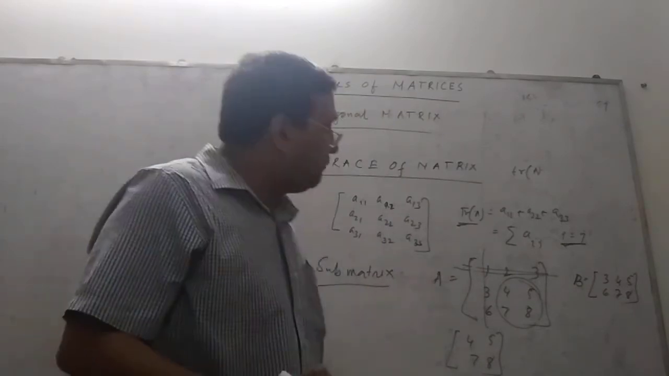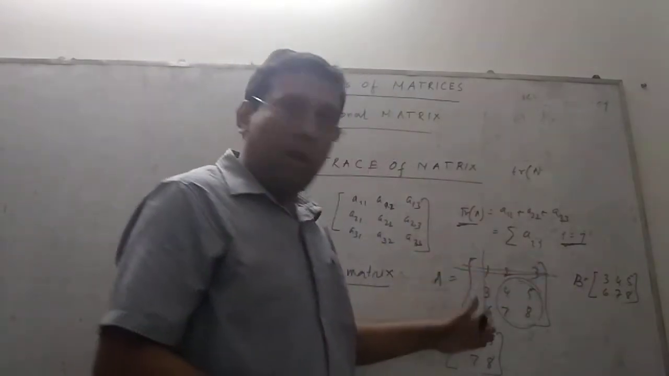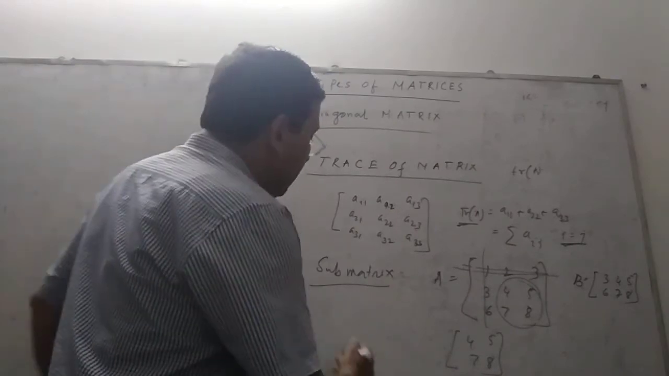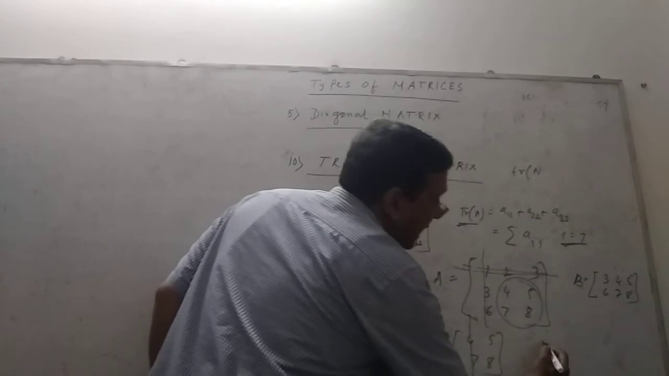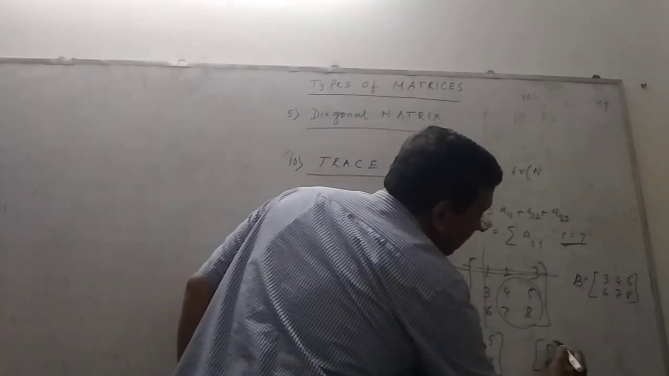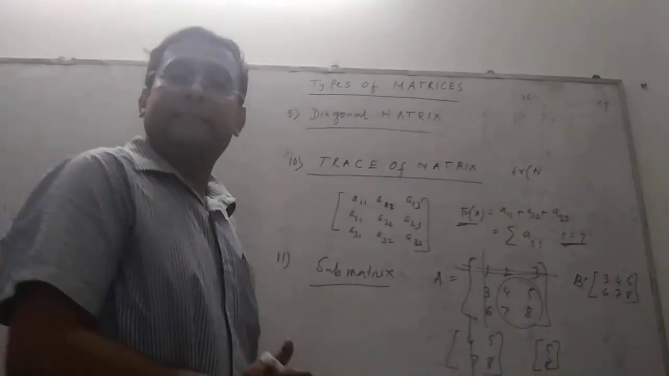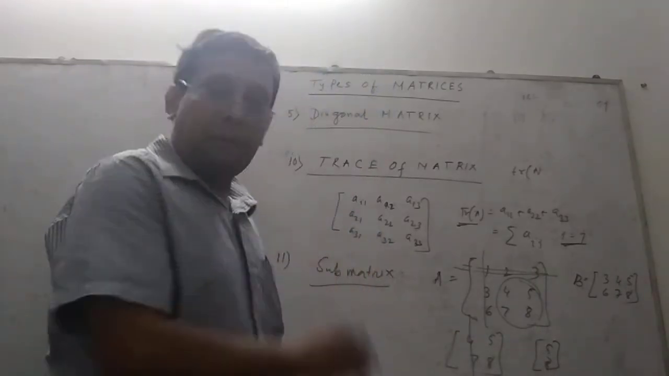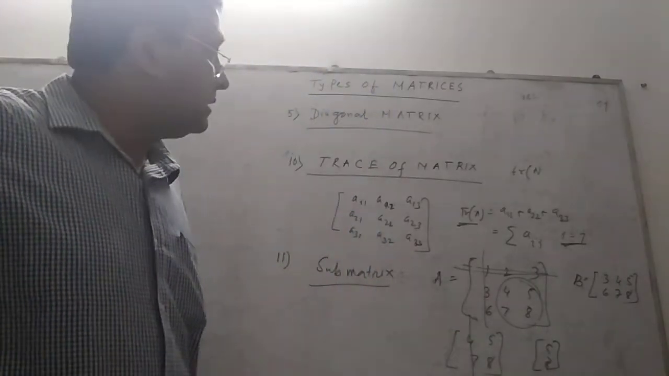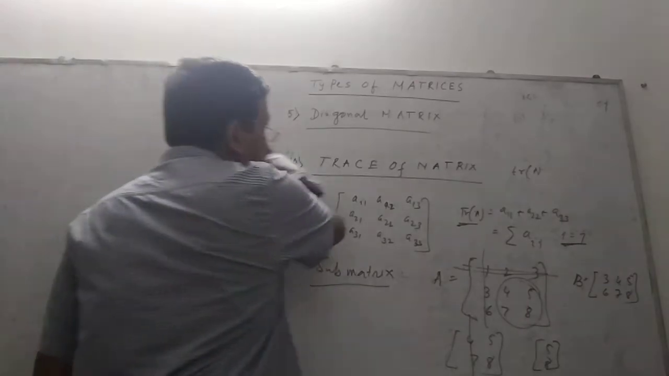Understand what a submatrix is. If we delete any one row or any one column, for example, if I delete this column from here also, I can get 5, 8. This is also an example of a submatrix, and it is also a column matrix, right? So this is the submatrix.